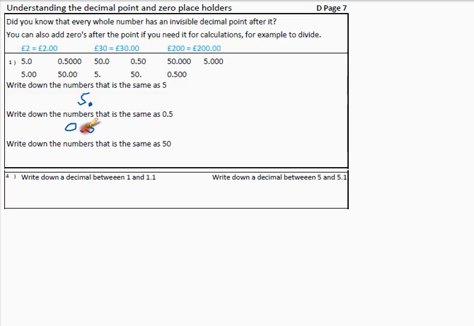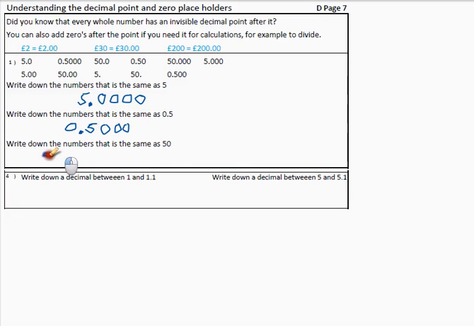Now look at this one. There can't be an invisible point because there's already a point. But you can add as many zeros as you like there. Yeah? Because it doesn't matter. It doesn't change the value. It's still 0.5. You can add as many zeros as you like there. It doesn't matter. It's still 5. That is in the units, the number just before the point. That 5 is the number just after the point, so it's in the tenths, so it stays 0.5.